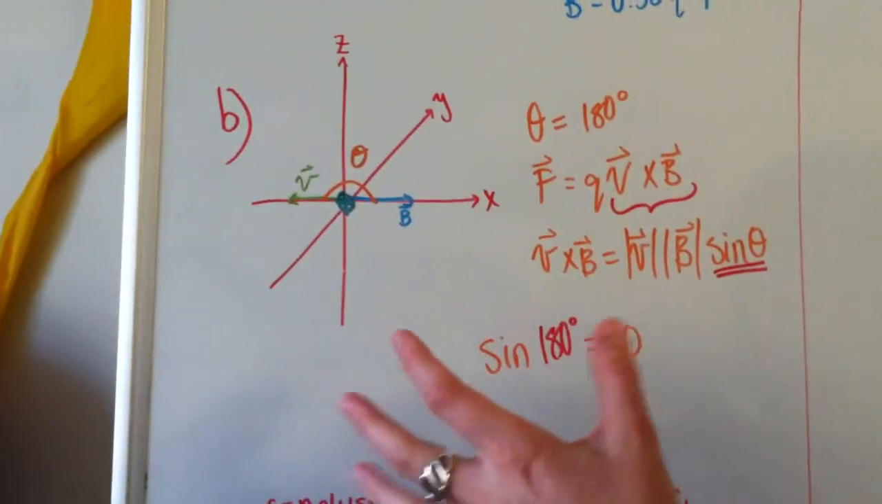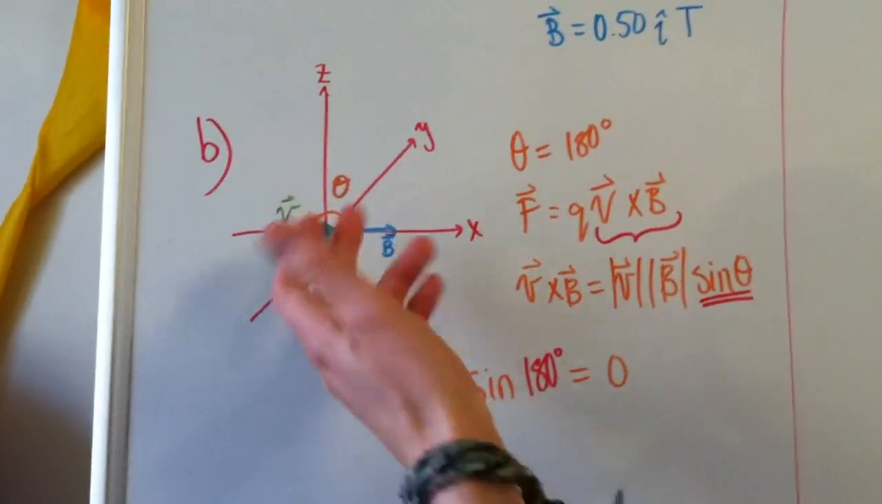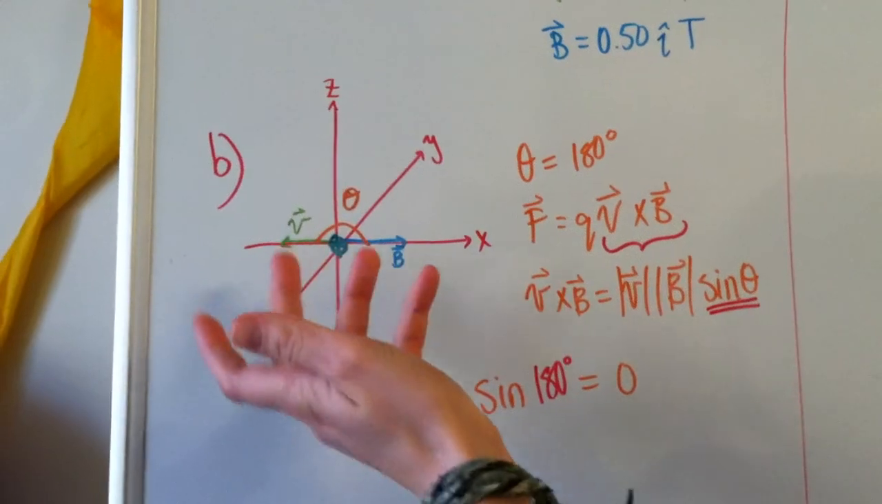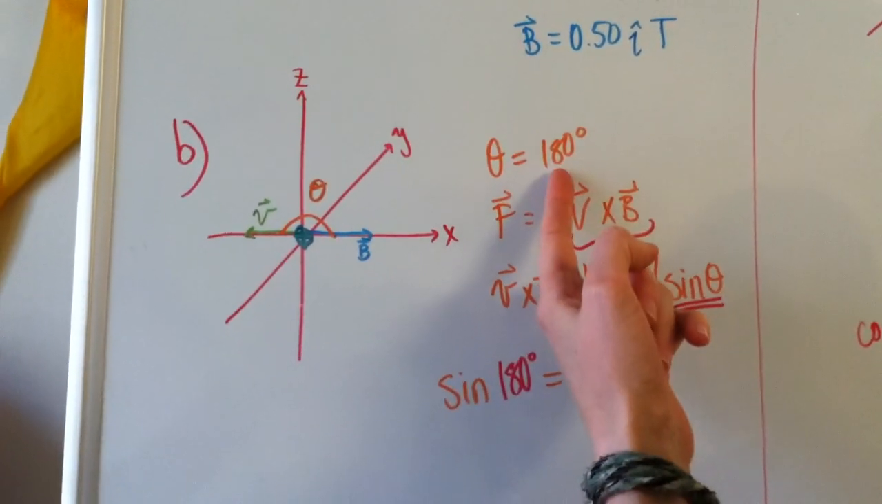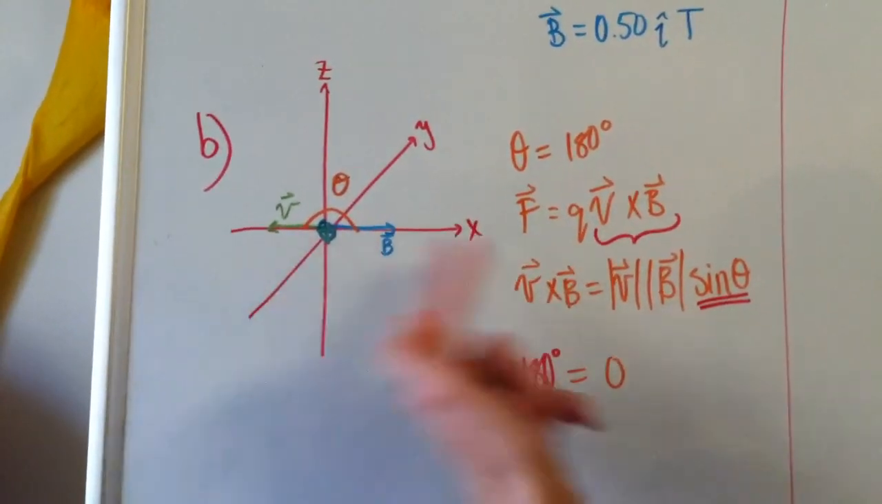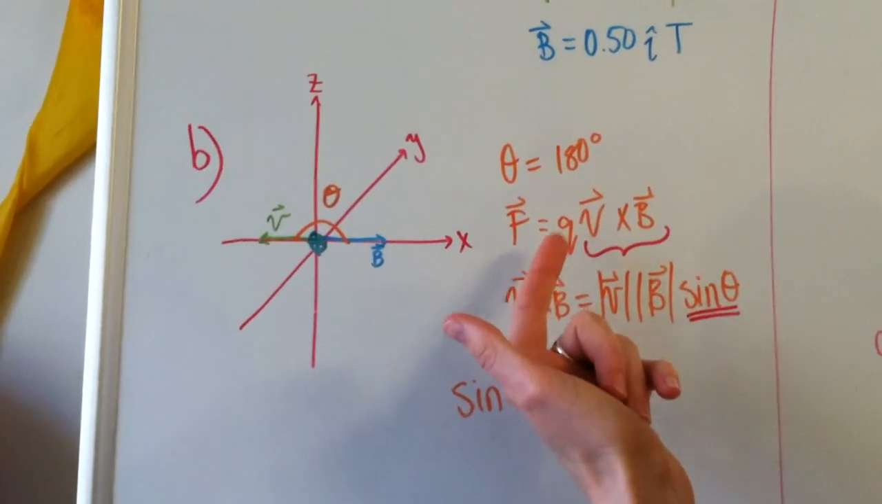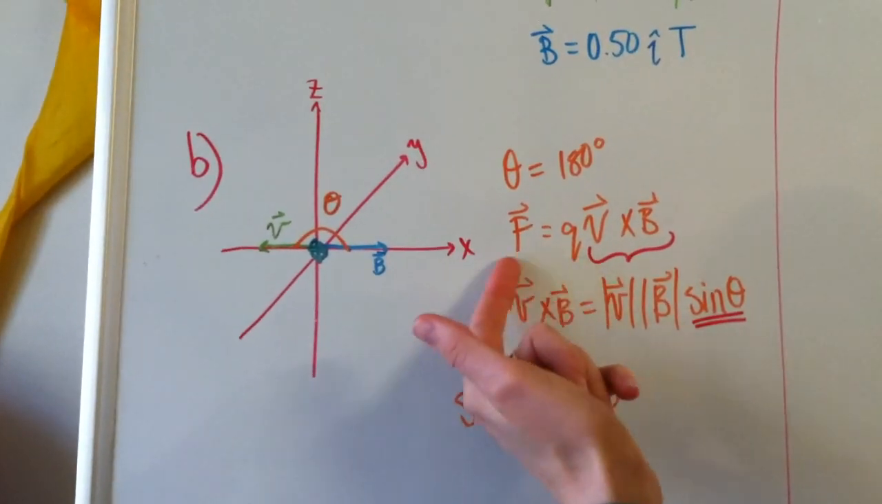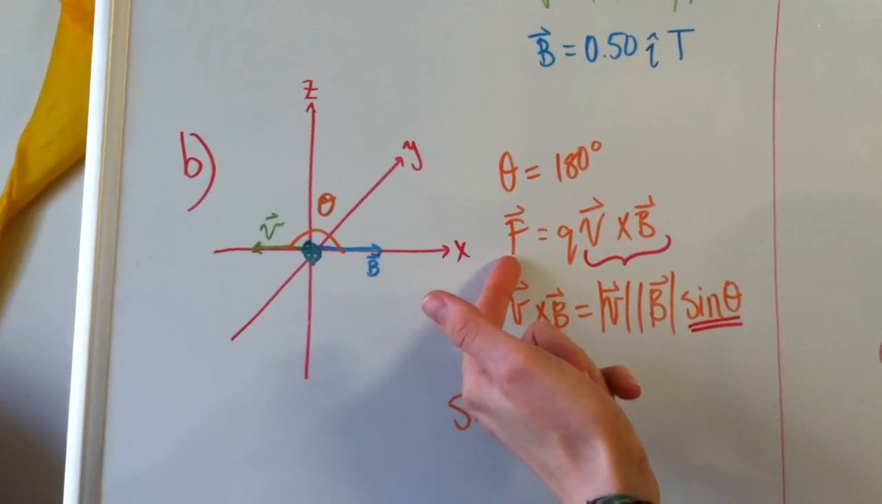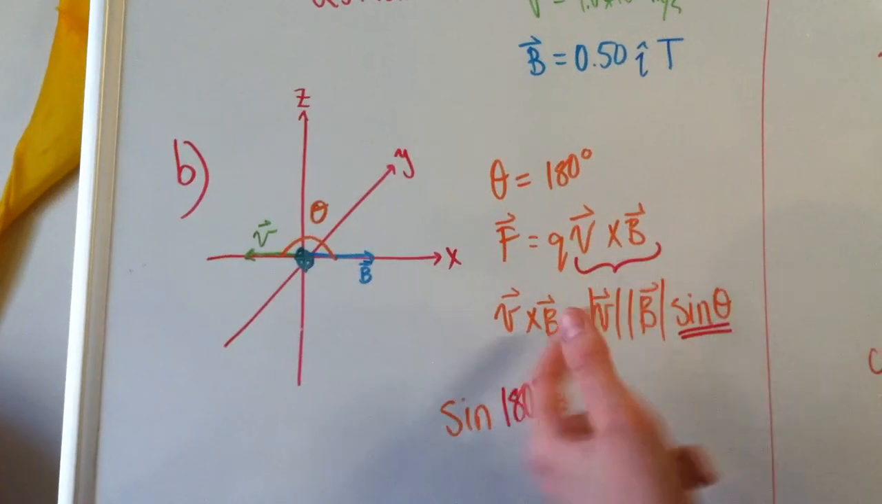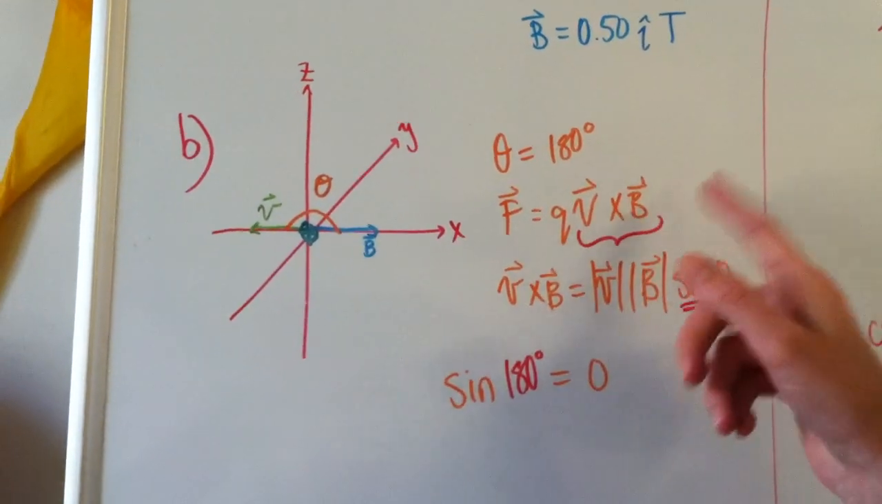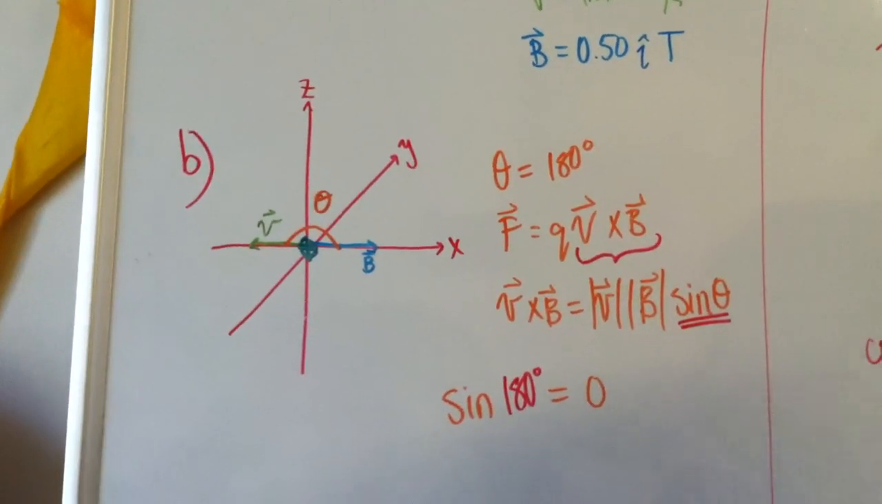So let's look at the angle between them to try and see which way the force is going to be. The angle between them is 180 degrees because they're straight along opposite directions. Now let's go to the equation that we would use to find the force, which is F equals Q V cross B, where Q is charge, V is velocity, B is magnetic field.